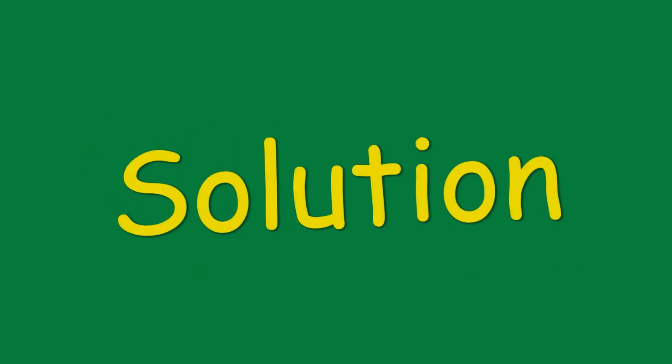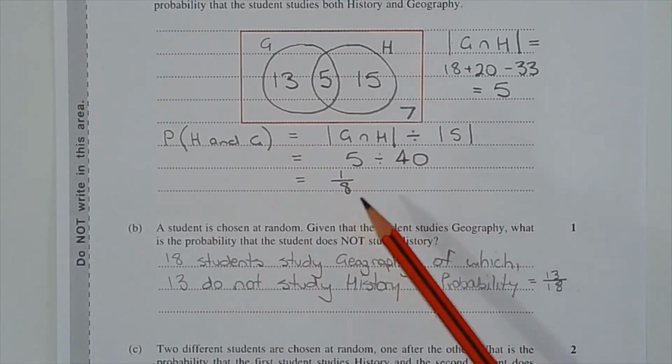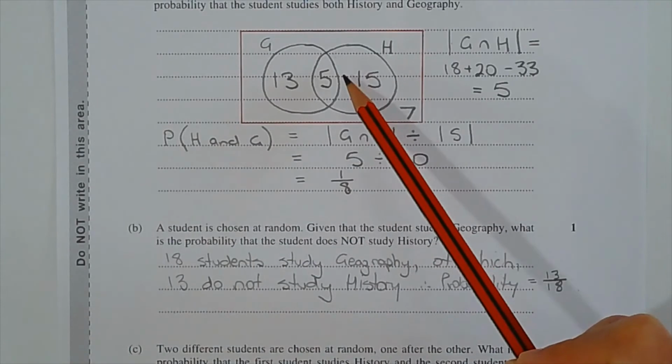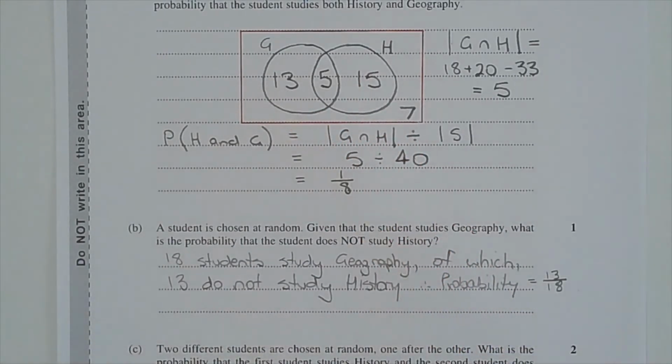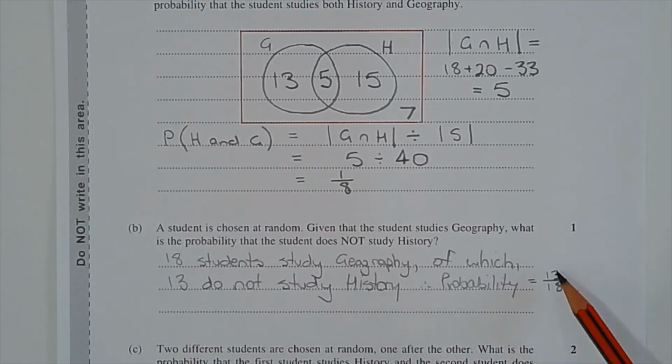Part B. A student is chosen at random. Given that the student studies geography, what is the probability that the student does not study history? This is conditional probability. We're told here that given that the student studies geography, what is the probability that the student does not study history? So referring to the Venn diagram, go to the geography circle, we have 18 students that study geography, of which 13 do not study history. So they study geography only. So therefore, the probability is 13 over 18.